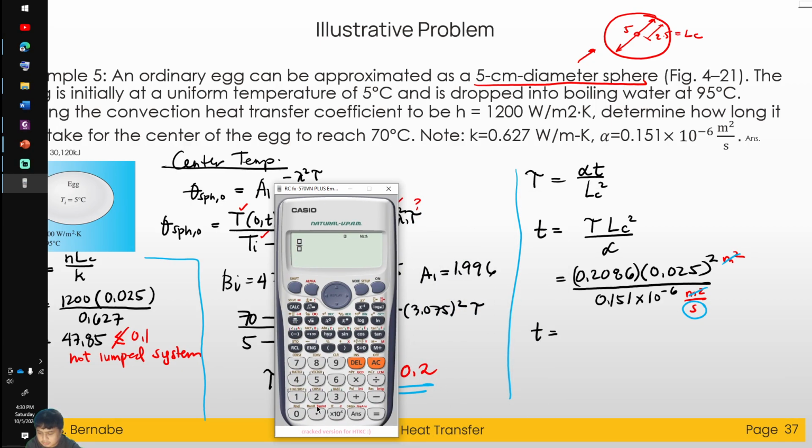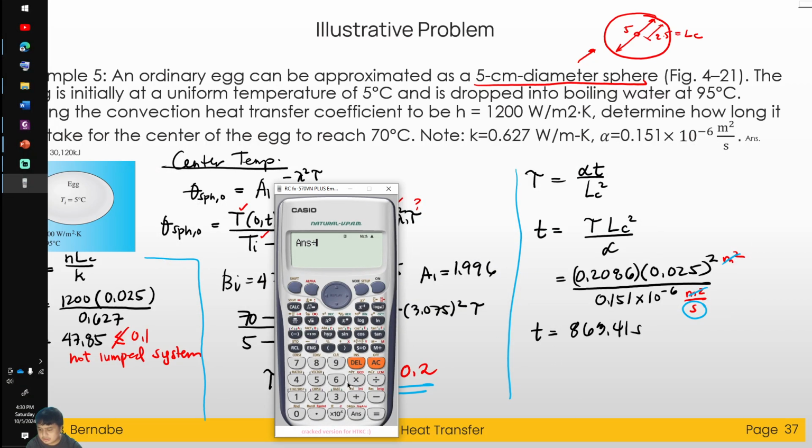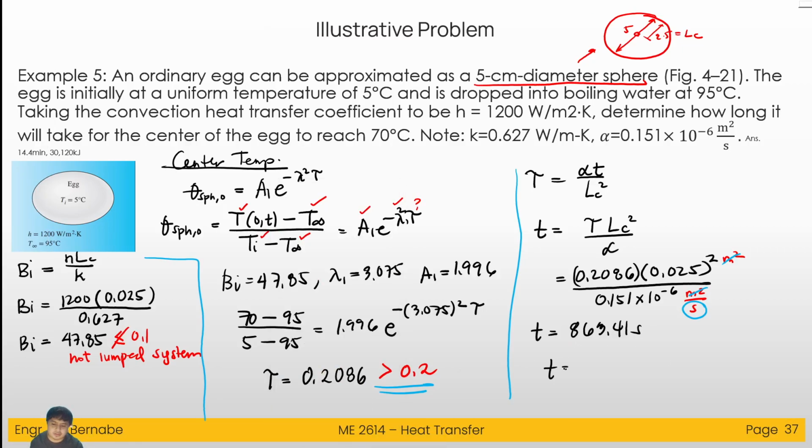So the time can be calculated. 0.2086 times 0.025 squared over 0.151 times 10 to the negative 6. The time needed is 863.41 seconds. The answer key is in minutes, so this should be converted into minutes. You have 14.39, so t is equal to 14.39 minutes. Okay, so this will be your final answer. That's all. Thank you guys for listening.